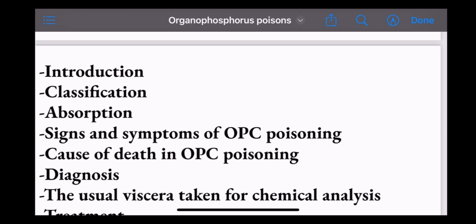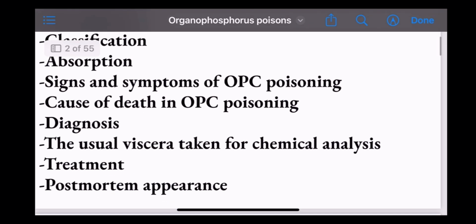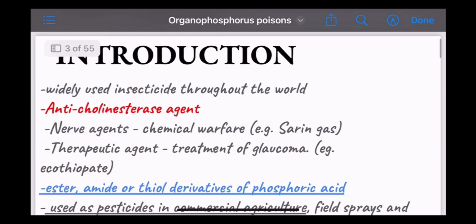of the death in OPC poisoning, then we'll see how we are going to diagnose it, then we'll see what are the viscera that we are going to take for chemical analysis to confirm our diagnosis, then at the end we'll see the treatment, and then we'll see the post-mortem appearance. So we'll see the introduction.